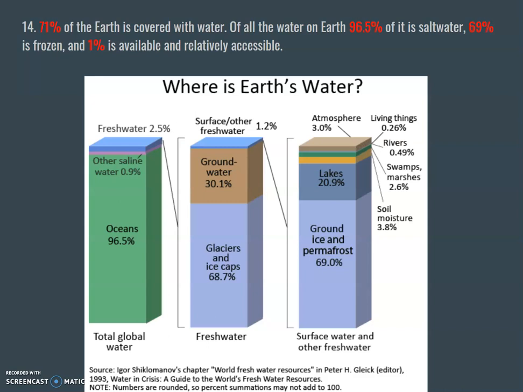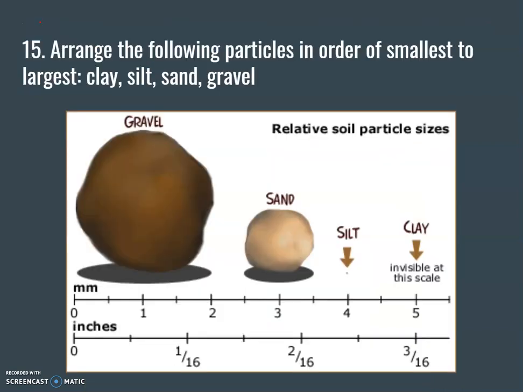71% of the earth is covered with water. Of all the water on earth, 96.5% of it is salt water. 69% of it is frozen, and 1% of it is available and relatively accessible. So remember that 1%, a lot of that is polluted. Okay, so we're looking at that ground ice, permafrost, that water can exist in a lot of different places. And the significant part is that only 1% of it is really what's accessible of all the water on the planet.